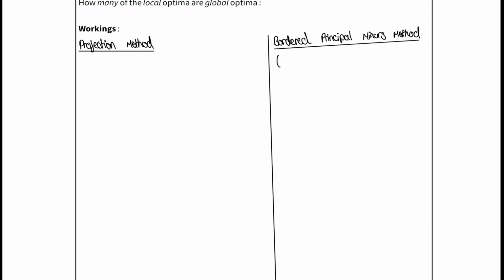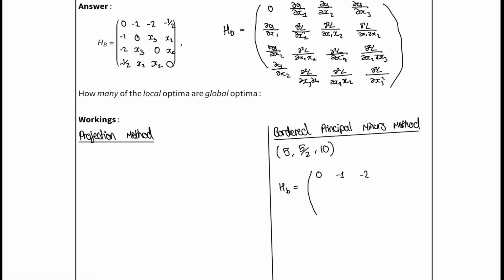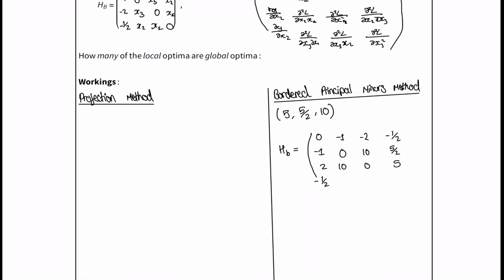So if I use our first solution, which was 5, 5 over 2, 10, step number 1 is to substitute this solution into the bordered Hessian. And so we get 0, -1, -2, -1/2, -1, 0, 10, 5 over 2, -2, 10, 0, 5, and then a half, minus a half, minus a half, 5 over 2, 5, and 0.